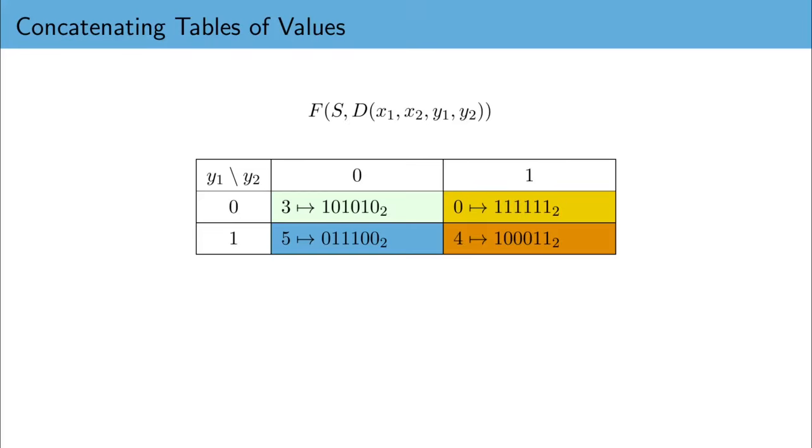This gives us numbers with 2 times 3, that is 6 digits in binary, and most of these numbers have 3 ones in their binary representation, except of course the image of 0, which has 6. Now we need to concatenate the entries of the table in some order. We need to number the cells. The most systematic way to do this is to view y2 and y1 as the digits of a number in an appropriate base. In this case 2, since y1 and y2 are either 0 or 1.